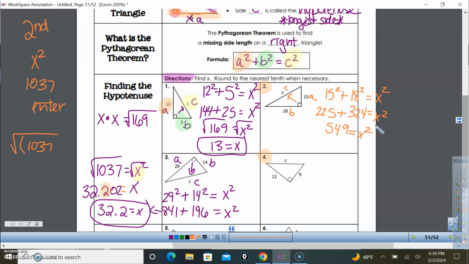And so now we are looking for what number times itself is 549. So the opposite of squaring is to square root. So we're going to go ahead and take the square root of 549. I'm getting a decimal, so I need to round. 23.43. That 4 is in the tens place. The 3 is going to make the 4 stay the same. So 23 and 4 tenths is equal to our x value.